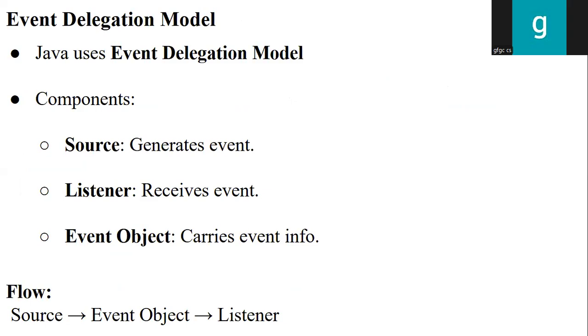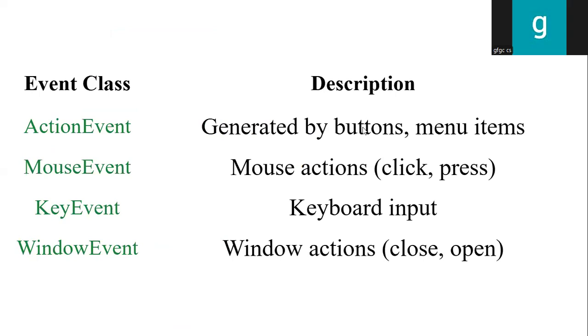The flow of this event handling is: first we have to identify the source, then we have to give the event object, then we have to register them with the listener interfaces. Okay, event classes and their descriptions. I'm giving some examples of the event classes and what those classes are going to handle. ActionEvent is generated by a button and menu item. When the sources are like a button and menu item, then we have to use the ActionEvent class.